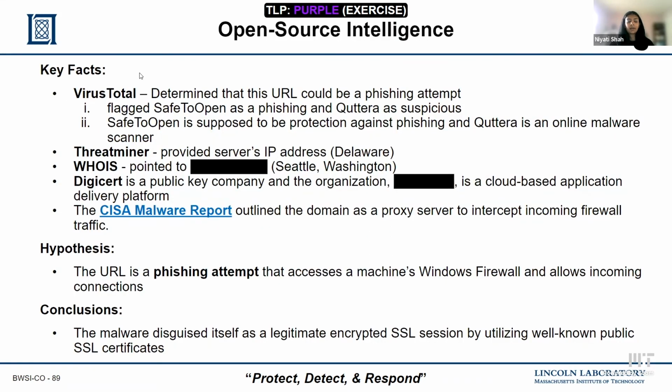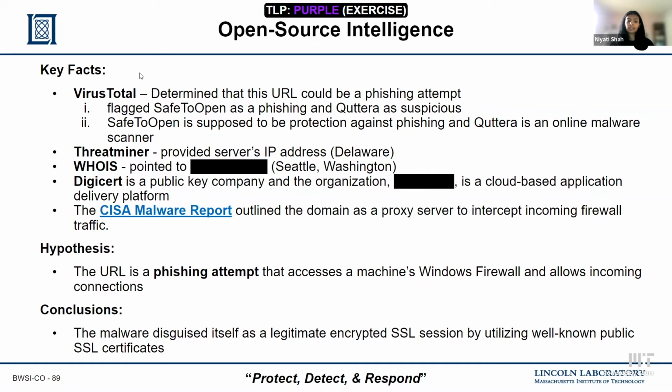Through this process, we were able to establish key facts, including that VirusTotal determined that the URL could be a phishing attempt. It flagged Safe to Open, which is supposed to be protection against phishing, and Katera, which is supposed to be an online malware scanner. The ThreatMiner scan was able to provide the IP address and the location as Delaware. Whois pointed the company to Seattle, Washington.